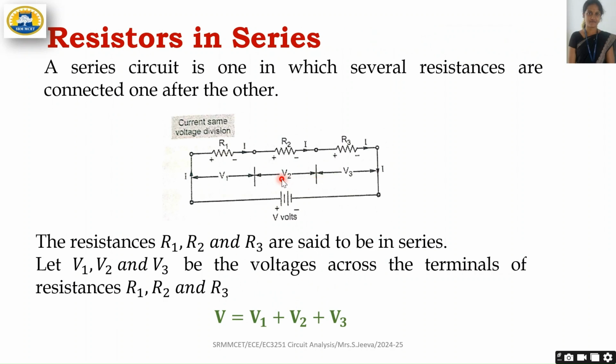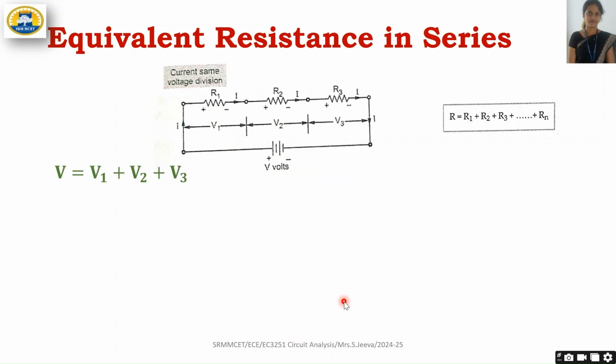If the resistors are connected in series, a series circuit is one in which several resistors are connected one after another. In this circuit, the resistors R1, R2, and R3 are connected in series, and the supply voltage is V. For a series circuit, the current will be the same and the voltage will vary. Here V1, V2 and V3 are the voltages across the terminals of resistances R1, R2 and R3. So the supply voltage is equal to V1 plus V2 plus V3. By using this relation, we can calculate the equivalent resistance.